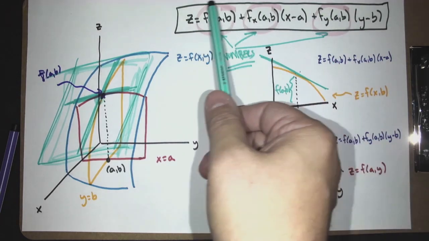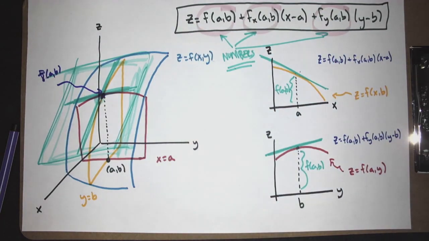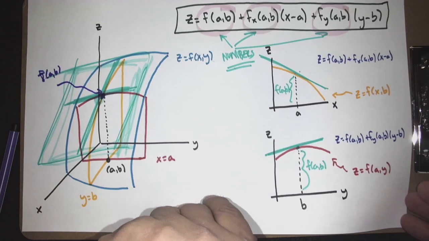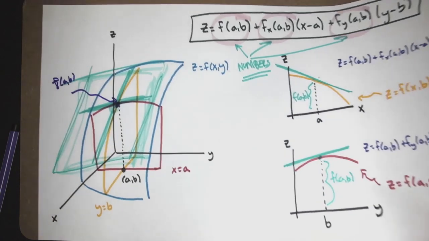So don't put down, a tangent plane should be a plane. So if you write down a long, complicated expression with lots of variables, that's not a tangent plane. So keep that in mind. All right, so that's the theory. Any questions before we get to the practice? Okay, the practice.